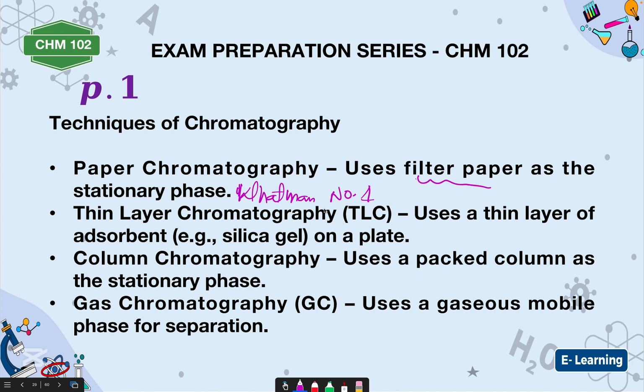Now, column chromatography. This one uses a packed column as the stationary phase. The packed column comprises silica gel. All right? These are some of the things that you will see later on when you start studying, especially those of you in pharmacy. Then gas chromatography uses a gaseous mobile phase for separation. I'm just trying to tell you that we could have paper chromatography, thin layer chromatography, column chromatography, gas chromatography.